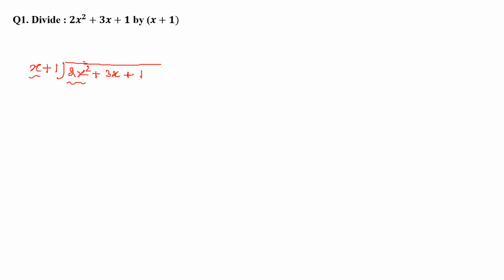Now what does it mean? You have to divide 2x square by x. So you think, in x, which is the first term of the divisor, what will you multiply such that you will get the first term of the dividend, which is 2x square. The first term of the dividend here is 2x square, and one x is already there in the divisor, only one x. It means I have to multiply with 2x, isn't it? Then only I will get x into 2x as 2x square. It means this will be my first term of the quotient. So the first term of the quotient is 2x.